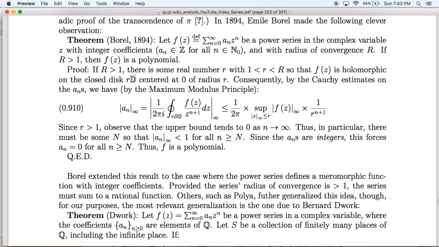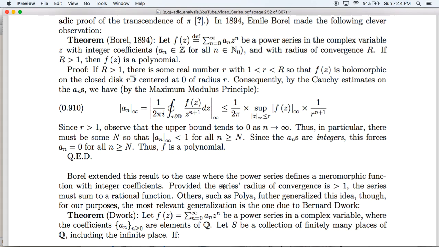Borel extended this result to the case where the power series defines a meromorphic function with integer coefficients. Provided that the series radius of convergence is strictly greater than 1, the series must sum to a rational function. In other words, if our power series has a radius of convergence bigger than 1 and has integer coefficients, then it must represent a rational function. Others, such as Polya, have further generalized it, though for our purposes, the most relevant generalization is the one due to Bernard Dwork.